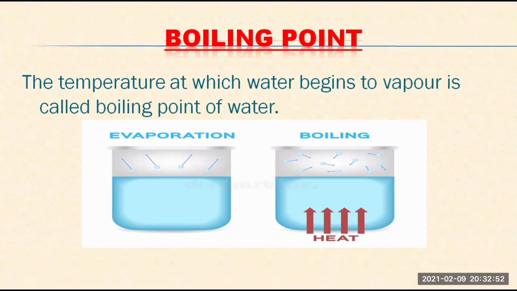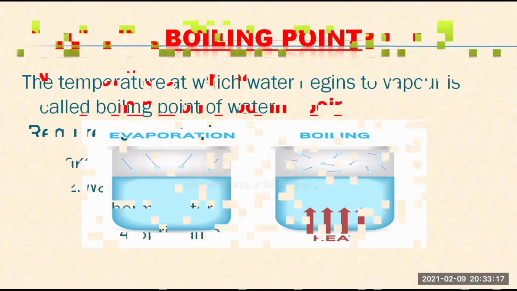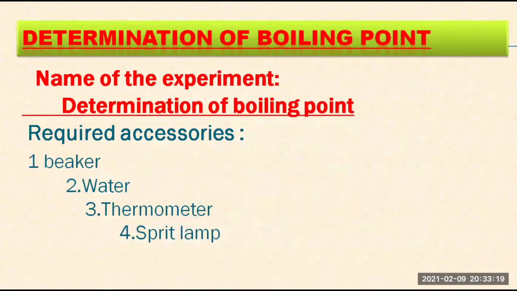When heat is given under the pot, it affects all of the water in the pot. But evaporation does not affect all the water in the container; it only happens on the surface of the water. You must remember what the differences between evaporation and boiling are. Okay, so let's see the experiment.